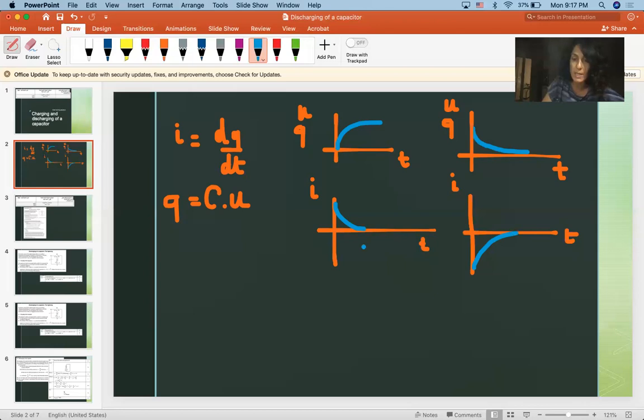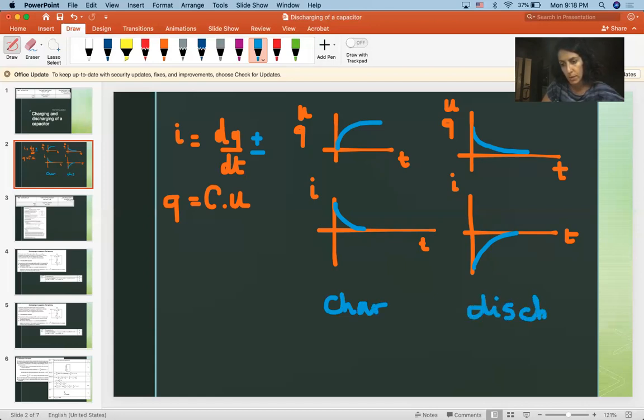The only difference is that this decrease is in the positive quadrant and this decrease is in the negative quadrant, because while you're charging the capacitor, the current is in one direction. When you discharge, the current is in the opposite direction. That's why I use plus for the charging and minus for the discharge to discuss the current. All right. So in all cases, it's exponential. So this is charging and this is discharging.